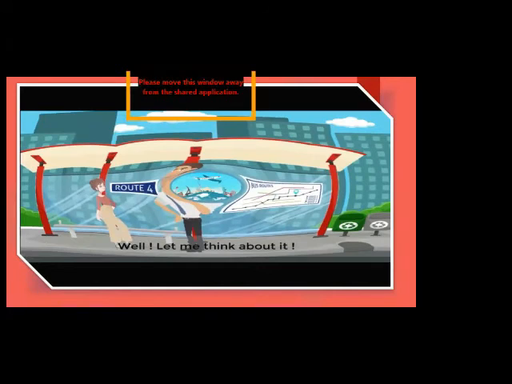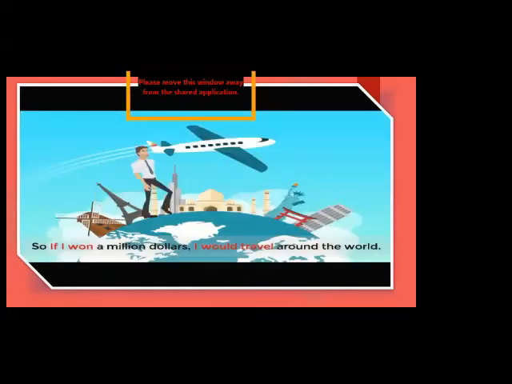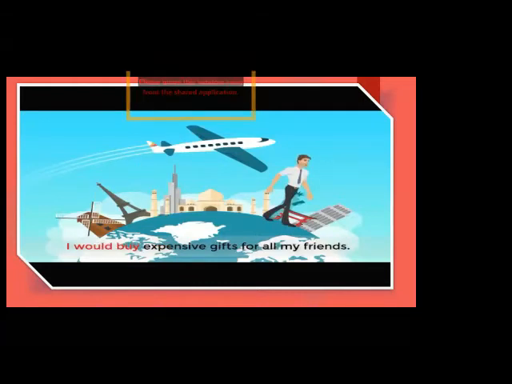So, if I won $1 million, I would travel around the world. I would visit a lot of famous places. No doubts, I would stay in very expensive 5-star hotels. What else? I would buy expensive gifts for all my friends.